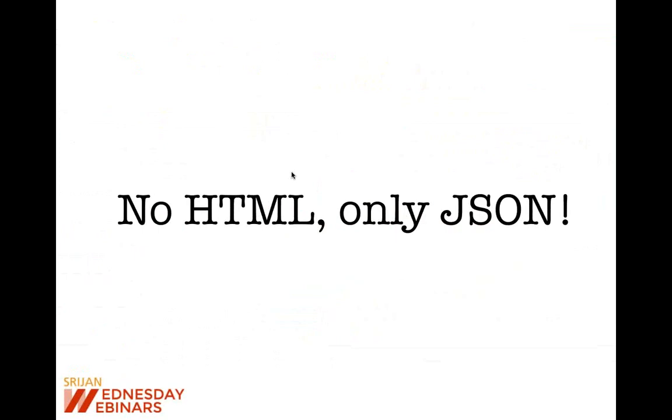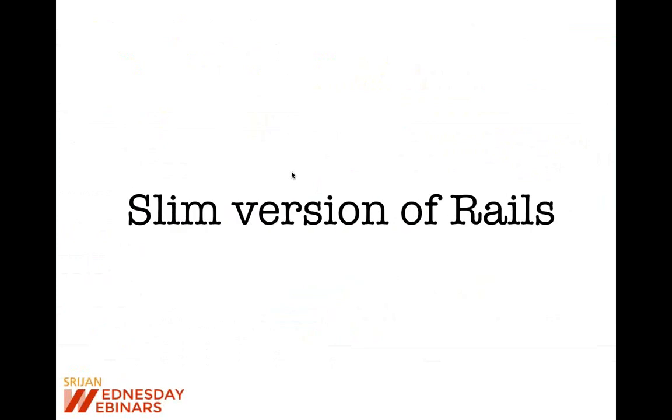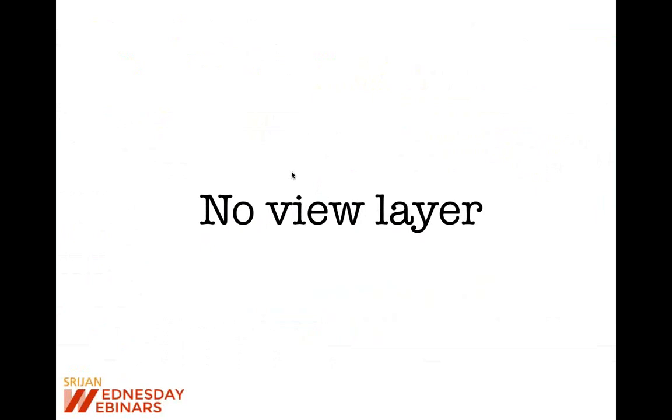So in this case, there will be no HTML rendered. Only JSON data will be rendered. And it will use a slimmed-down version of Rails. It will not use the full Rails stack, but a smaller version of Rails. It will obviously have no view layer, so your app views and app helpers will not be there because they are not needed. You just want to render the JSON part.